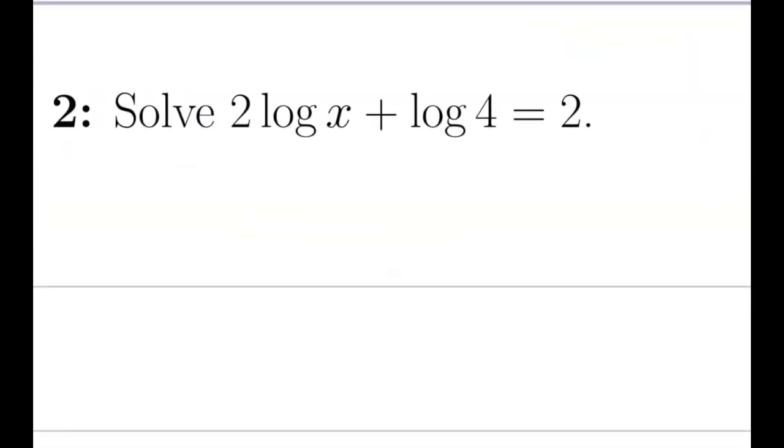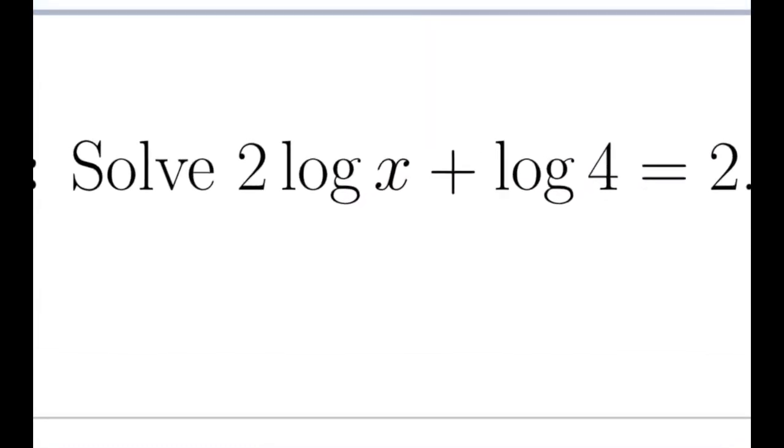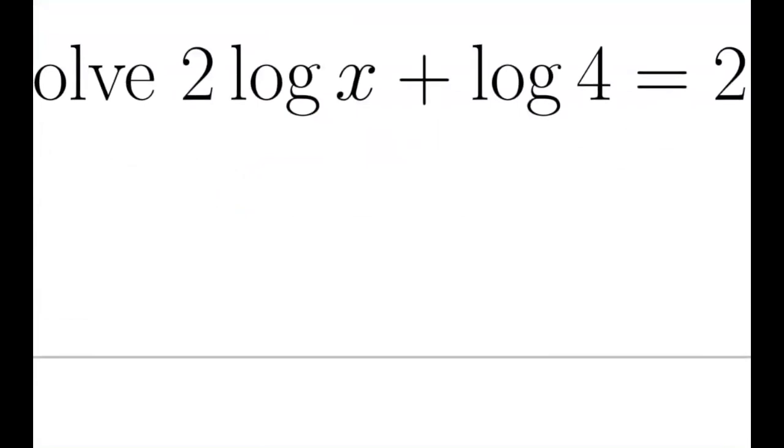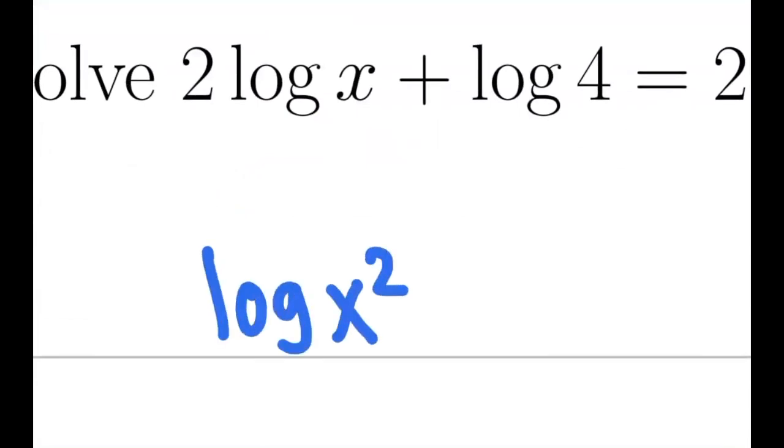So what we need to do is use our log properties. To solve this equation, we need to condense the logarithmic expression on the left side of the equation. So we need to write 2 times log of x plus log of 4 as a single logarithm. And we do that using our log properties. So I'm going to start off by using the power property of logarithms. So this is like the sweat, and I'm going to make that the exponent. So I can write this as log of x squared.